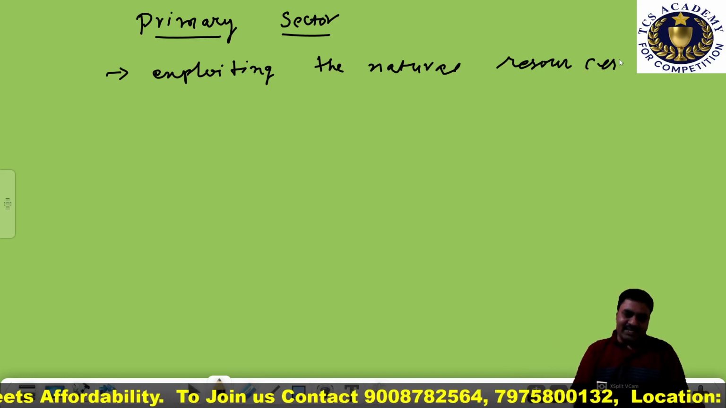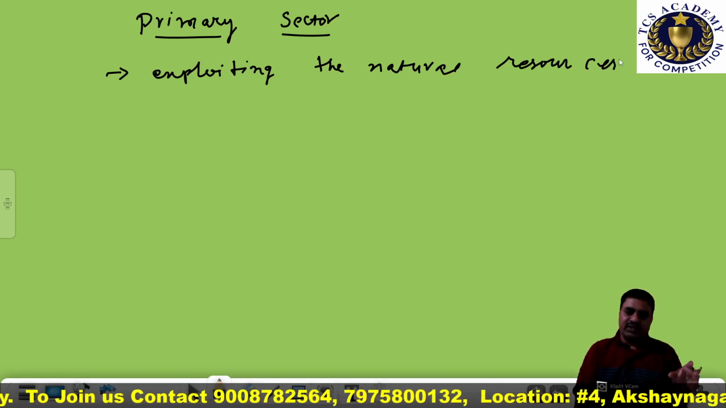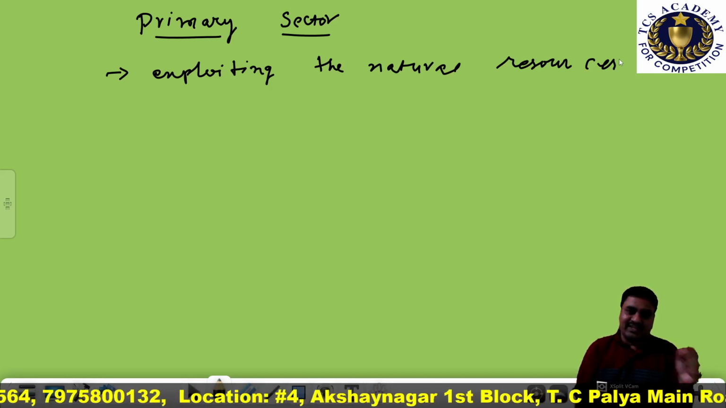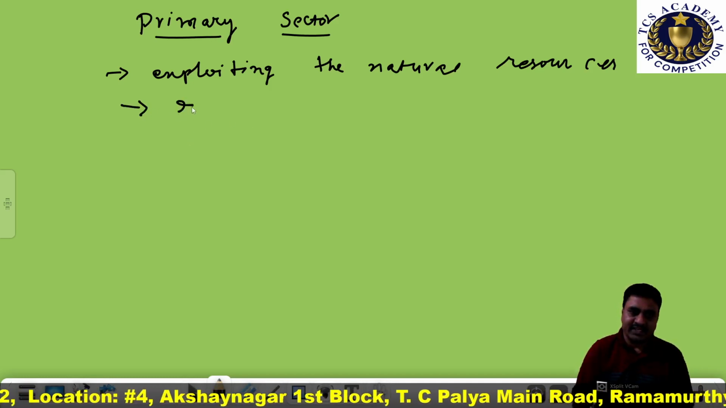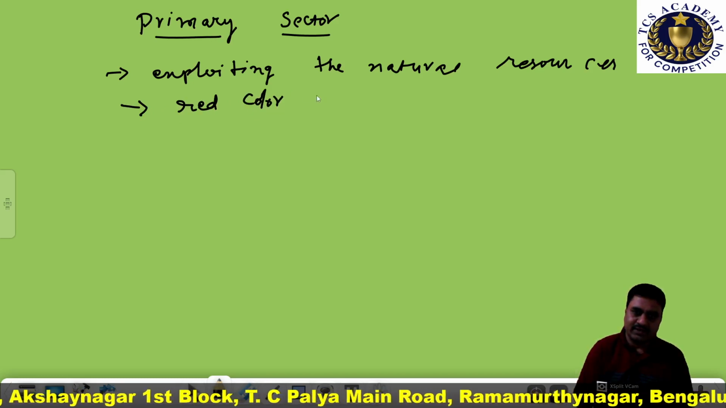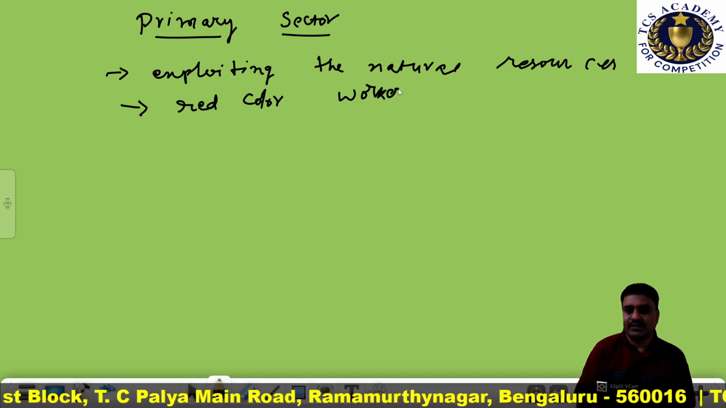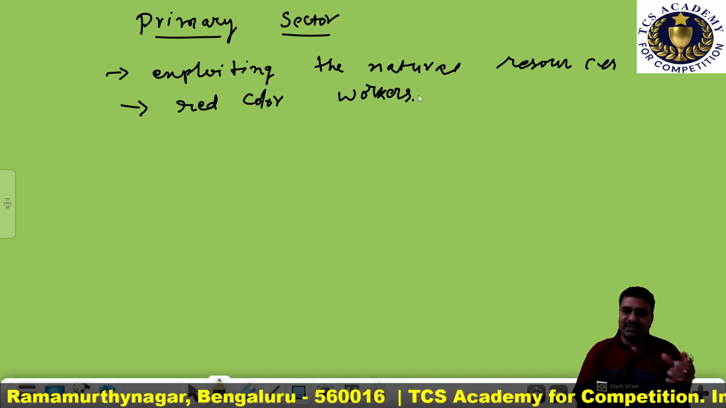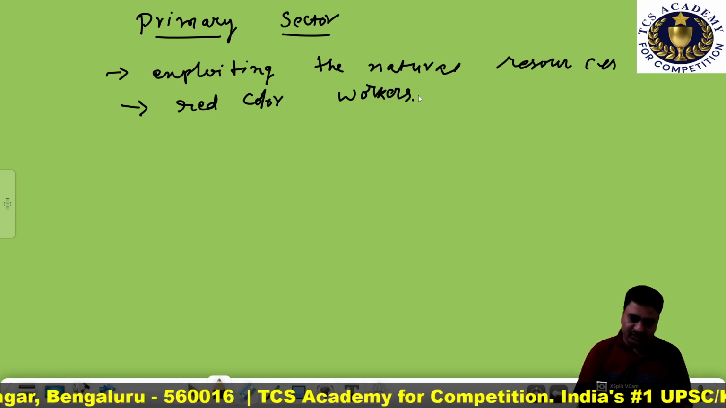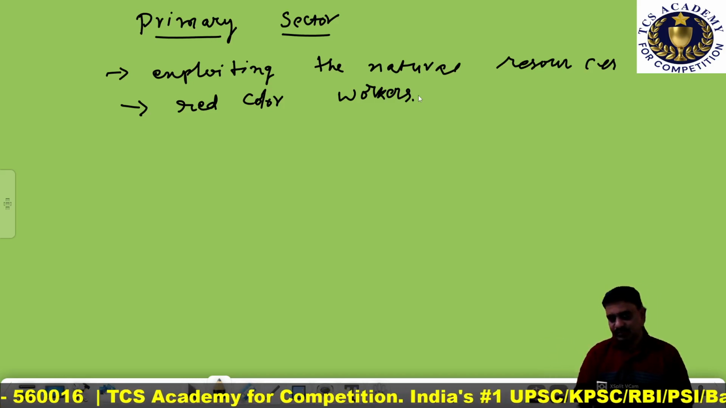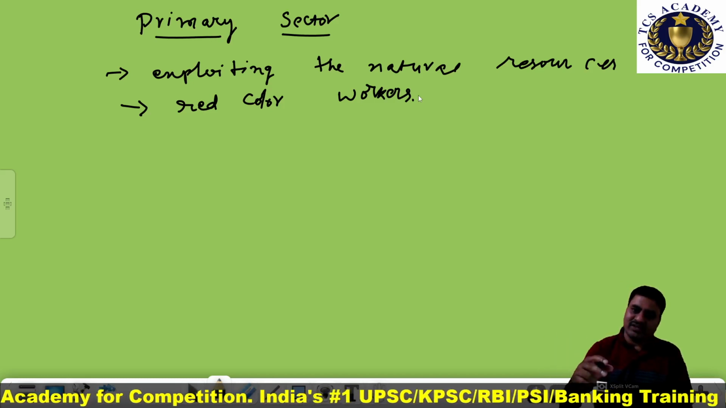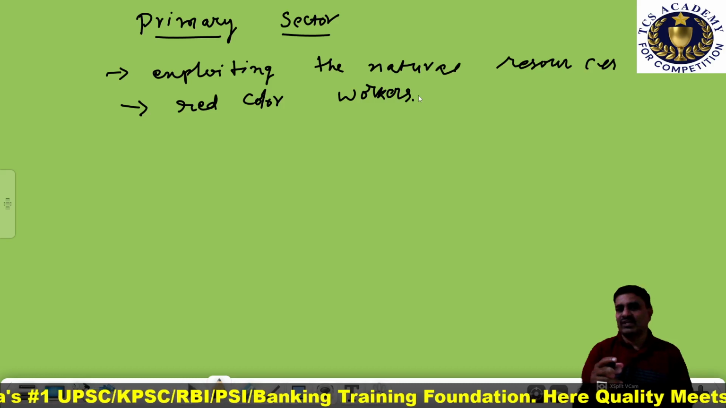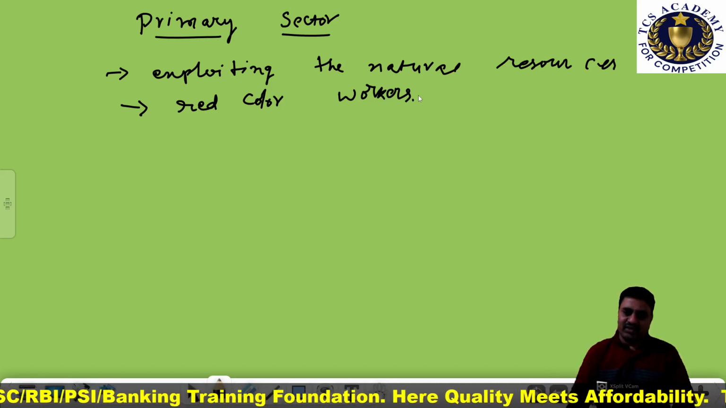And basically the people who are engaged in such economic activities could be considered red collar workers, right? They are considered red collar workers. Understand the concept very clearly. Why are the people engaged in the primary sector called red collar workers? Due to the outdoor nature of the work. Therefore we call those workers who are working in the primary sector red collar workers.